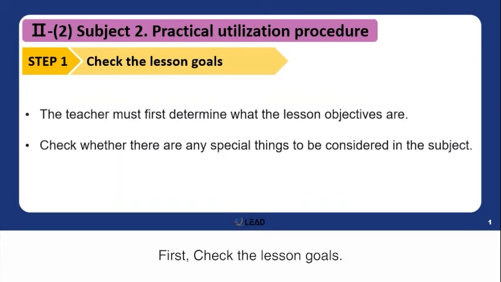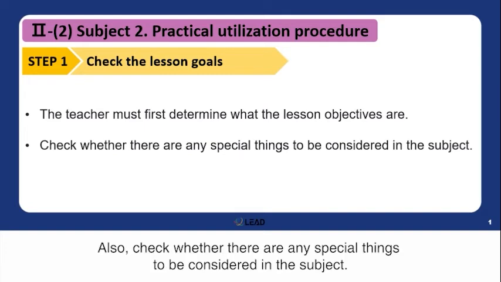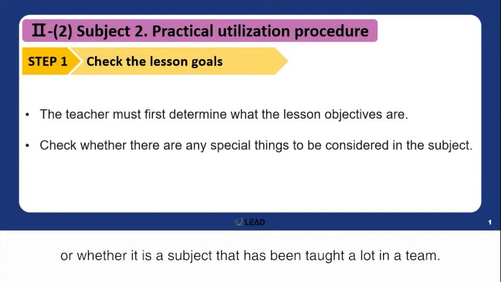First, check the lesson goals. The teacher must first determine what the lesson objectives are. Also, check whether there are any special things to be considered in the subject. For example, the teacher considers whether it is necessary to move to a special classroom, or whether there is a dedicated workbook, or whether it is a subject that has been taught a lot in a team.